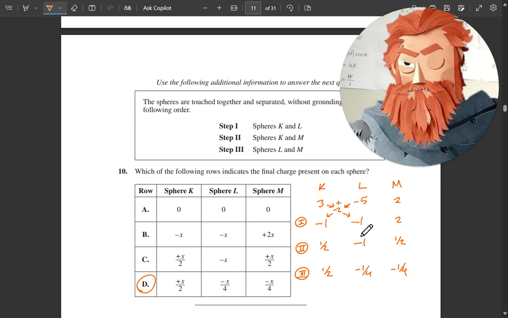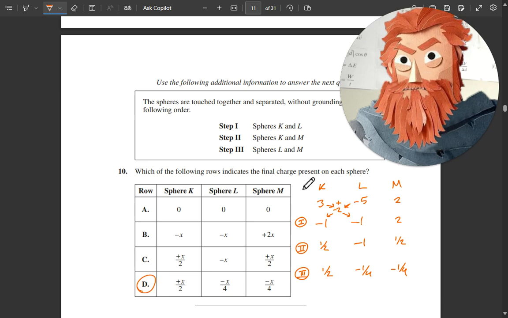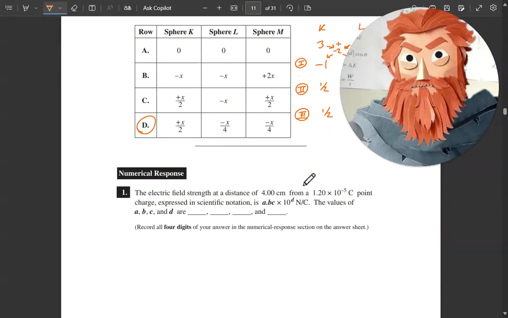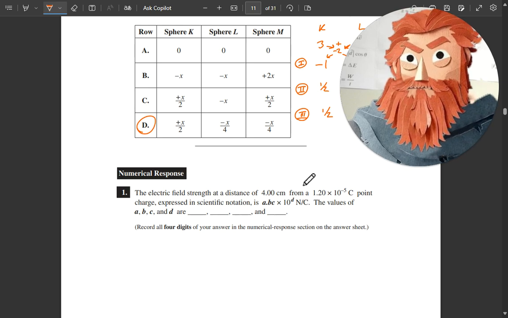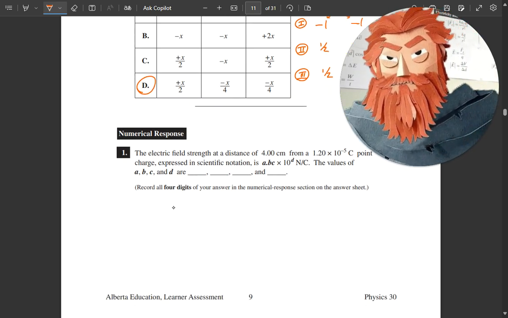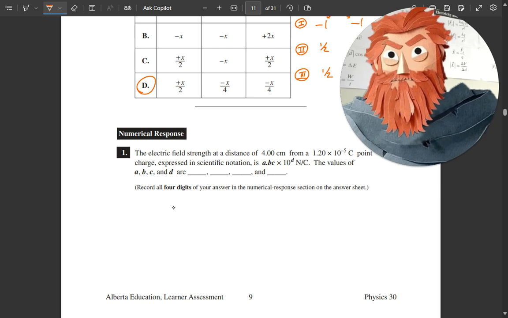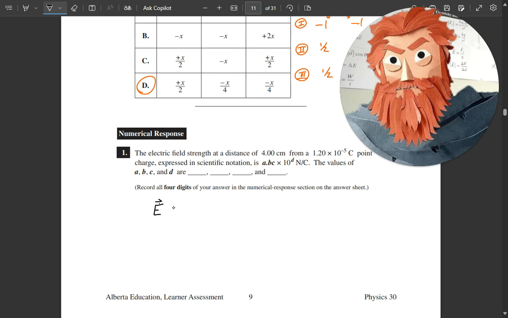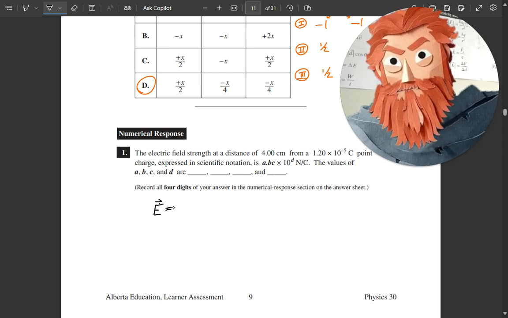Because I'm doing the step by step, I'm just kind of moving the charges between the two. Okay. The electric field at a distance of... this is a simple question. This is kind of a weird numerical response question. So to find that electric field, I'm just going to be using this formula. Remember, electric field is the E with a line on it.